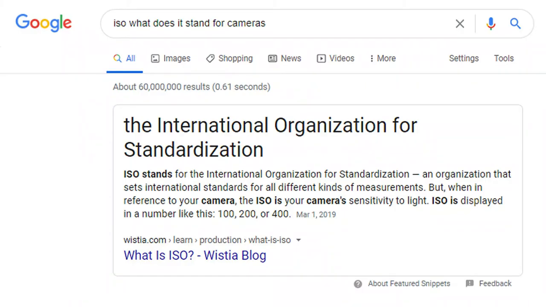ISO is a very simple setting to understand. It is a measurement of how sensitive your camera is to light. Now, don't ask me what it stands for, but the higher the ISO, the more sensitive your camera's sensor is to detecting and recording light. The lower the ISO, the less sensitive it is.